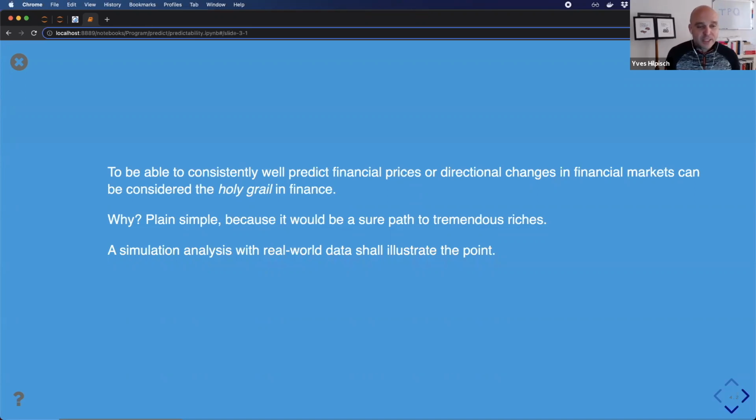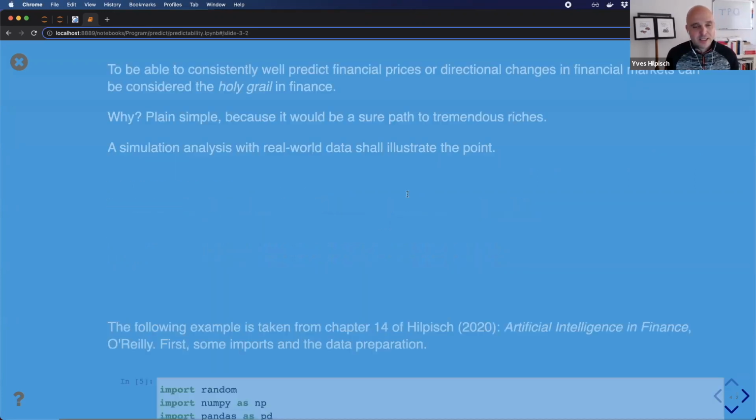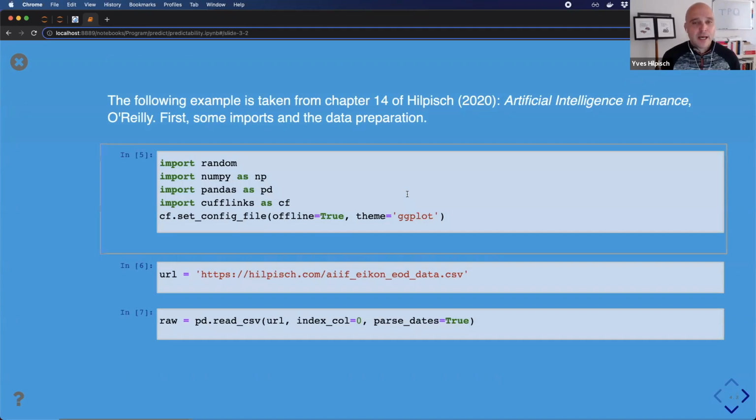So simulation analysis with real-world data shall illustrate the point. Just some simple calculations shall illustrate this. This is from my book, AI in Finance, chapter 14, almost towards the very end, where I use this example to illustrate the importance of that topic. So a number of regular imports, I download data. The data here is end-of-day data, and I use henceforth only end-of-day data. There's nothing in the form of tick data, intraday, 1 minute. It's just end-of-day data.